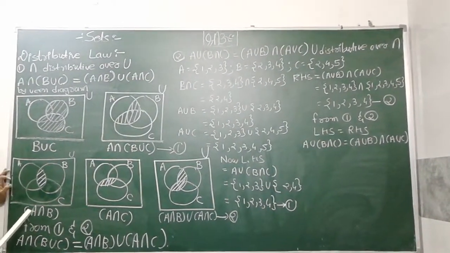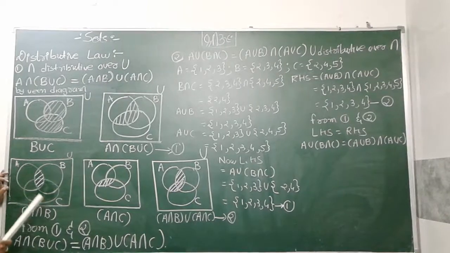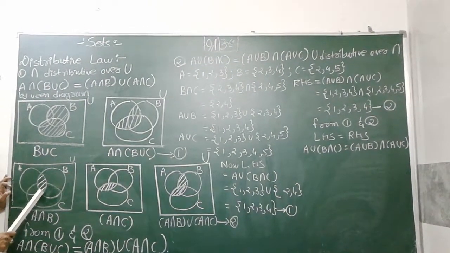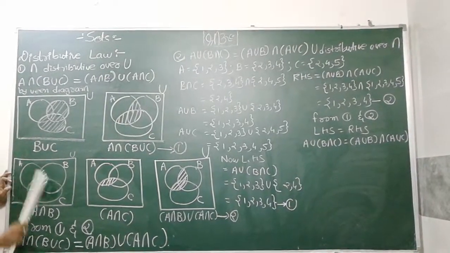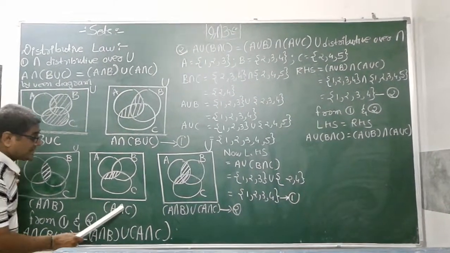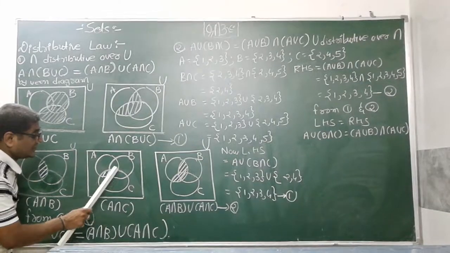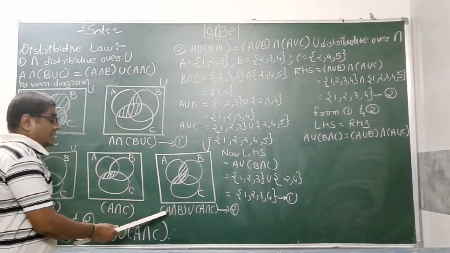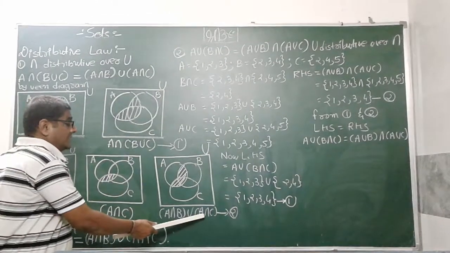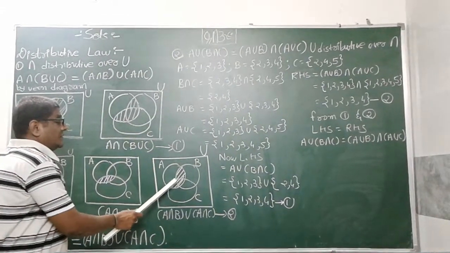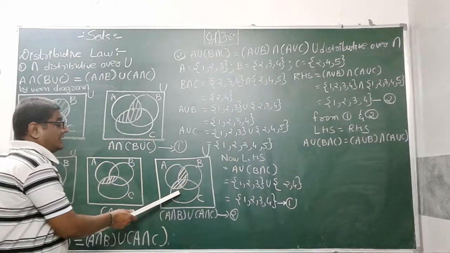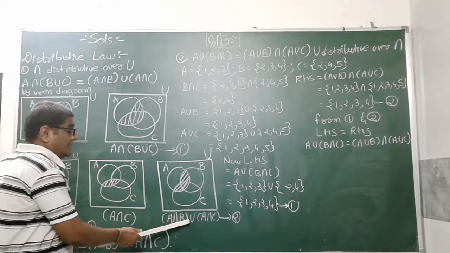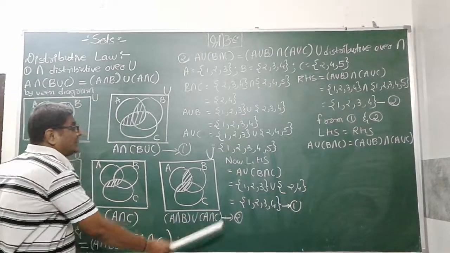Now we have to find out A intersection B, means in this diagram which portion is common. So only I am going to show you this shaded portion. Now A intersection C means which portion is common, this shaded portion. Now if you take the union, that is (A intersection B) union (A intersection C), this whole part is the same as statement number 1. So that is known as (A intersection B) union (A intersection C), statement number 2.